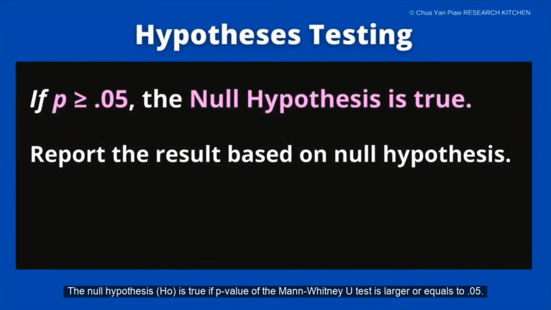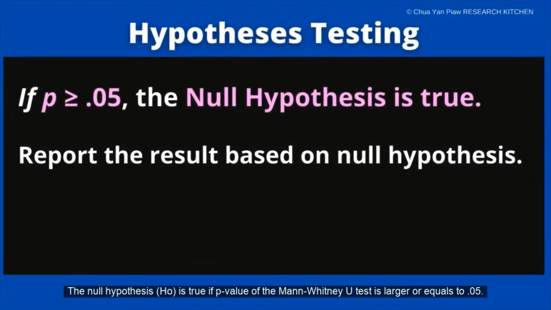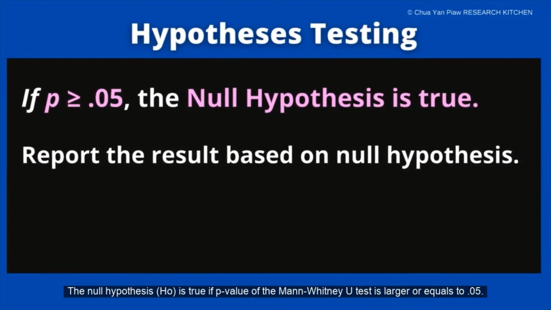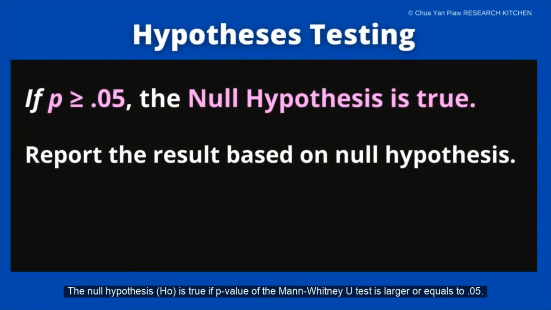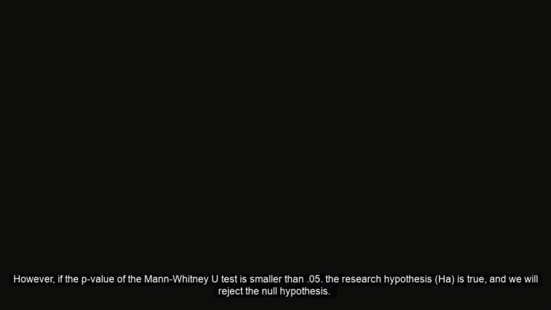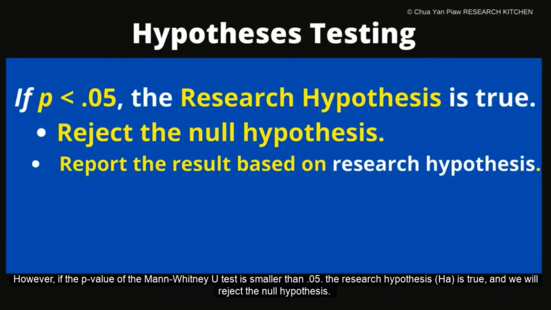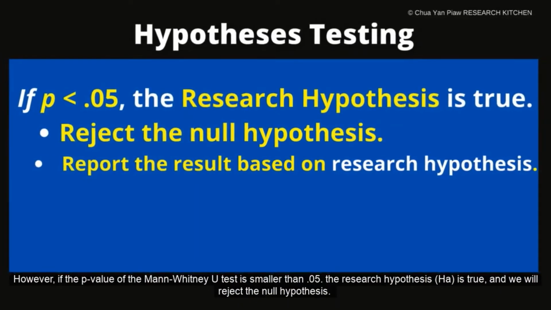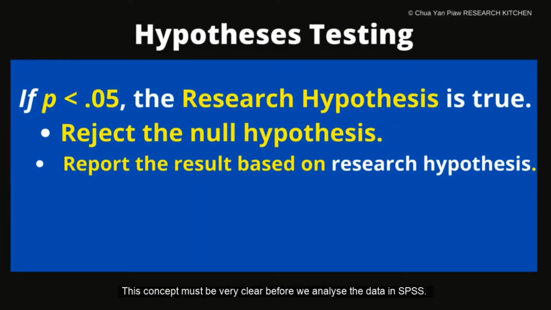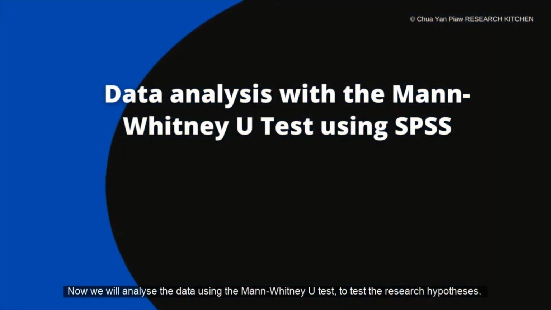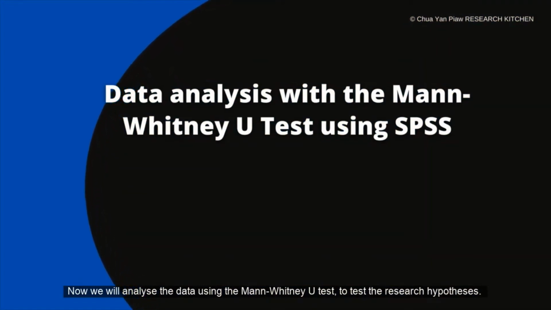The null hypothesis is true if p-value of the Mann-Whitney U test is larger or equal to 0.05. However, if the p-value of the Mann-Whitney U test is smaller than 0.05, the research hypothesis is true and we will reject the null hypothesis. This concept must be very clear before we analyze the data in SPSS. Now we will analyze the data using Mann-Whitney U test to test the research hypothesis.